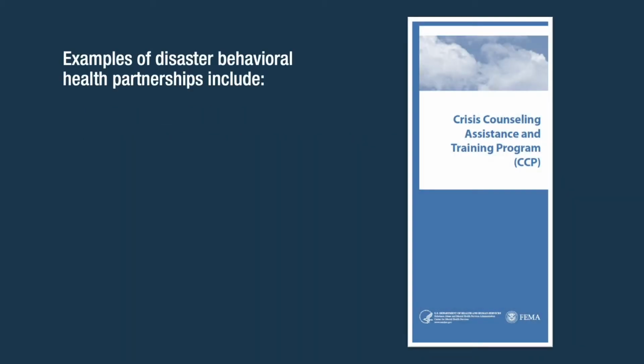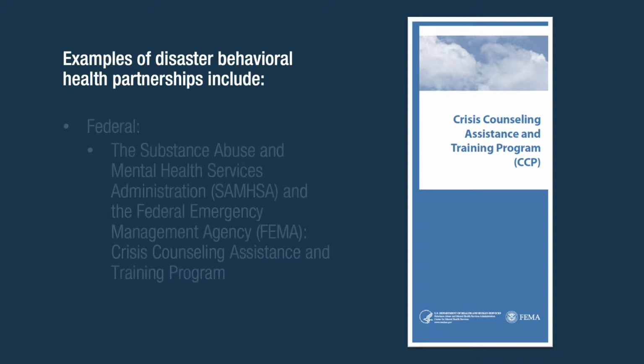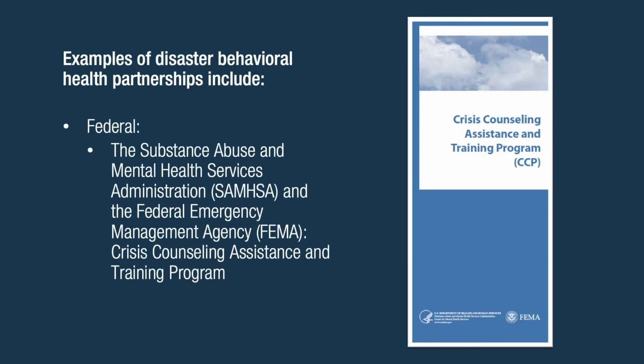Some examples of partnerships in the field of disaster behavioral health include those at the federal level. One such example is the Interagency Agreement and the partnership between the Substance Abuse and Mental Health Services Administration and the Federal Emergency Management Agency to promote and support the Crisis Counseling Assistance and Training Program. There can also be federal to state partnerships, partnerships between states, and partnerships at state, regional, and local levels.